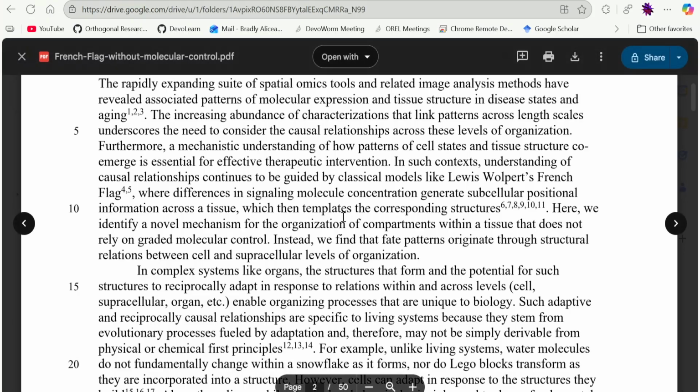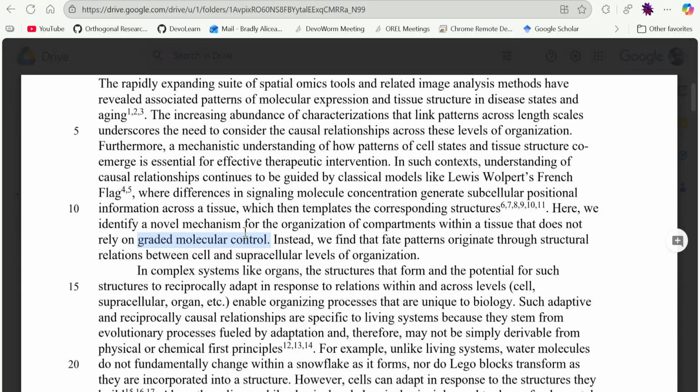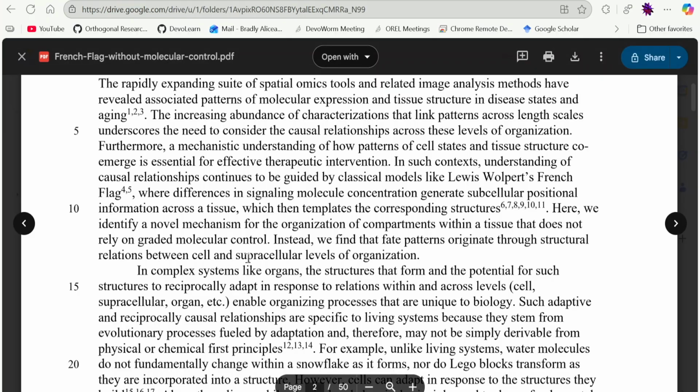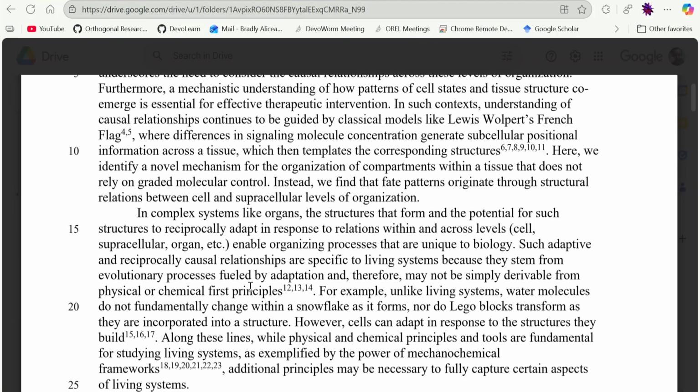Here we identify a novel mechanism for the organization of compartments within a tissue that does not rely on graded molecular control. So the French flag model is based on this graded molecular control concept. They're finding, in this case, a novel mechanism which does not rely on this. Instead, we find that fate patterns originate through structural relations between the cell and supracellular levels of organization. So in complex systems like organs, the structures that form and the potential for such structures to reciprocally adapt in response to relations within and across levels enable organizing processes that are unique to biology.